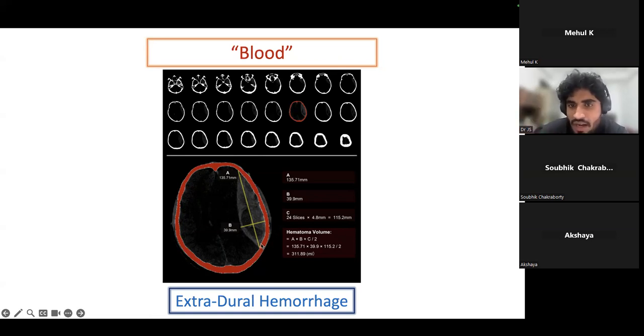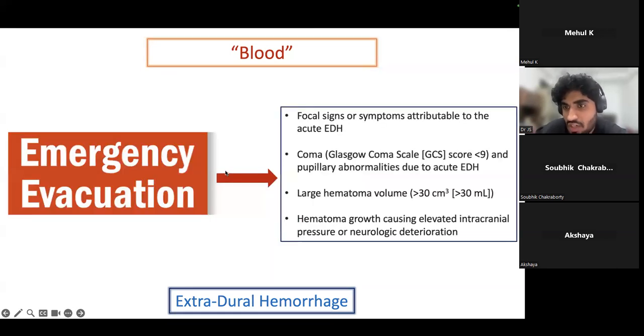Now for the Z part, we need to calculate the number of slices in which the bleed can be visualized. Then we multiply it by the slice thickness, which gives some value. We multiply that and divide it by 2. So this is the hematoma value, A, B, C by 2. This is the formula we use for calculating the volume. This is a rough estimate, and you can use that.